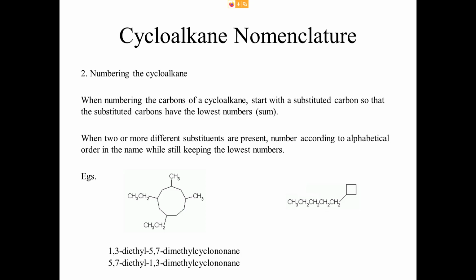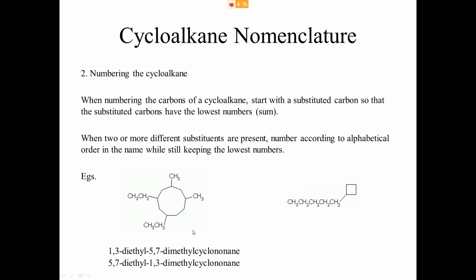But when I have a ring, I can start anywhere. So I want to give the lowest sum of all the locations. So there's a slight difference here. If I add these up, I get 16. If I started somewhere else, like say the top methyl group, and go either way, I'm getting numbers larger than 16 when I add them. So I'm going to try to keep these to the lowest possible ones.